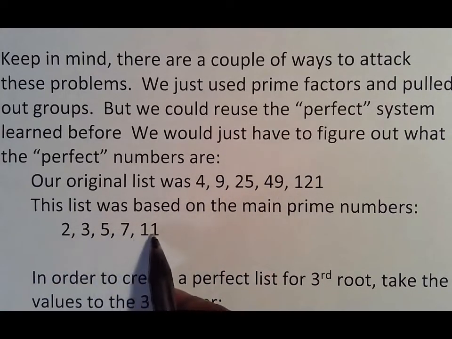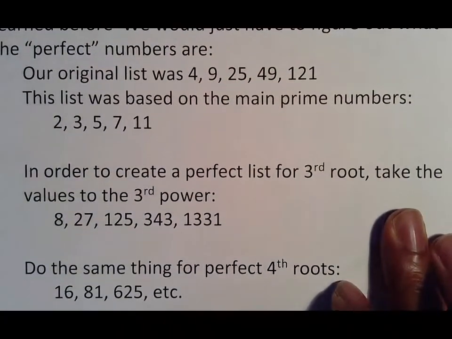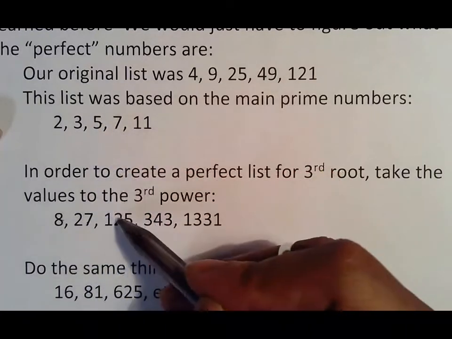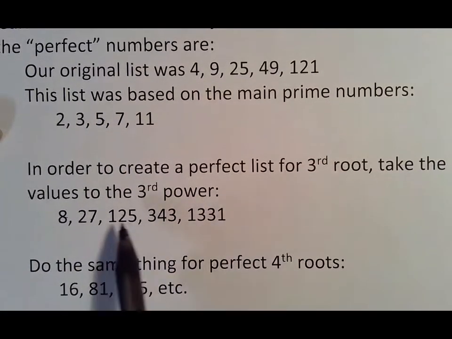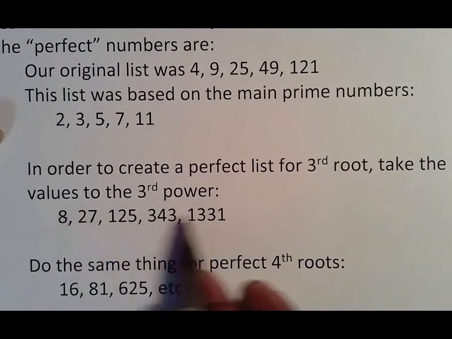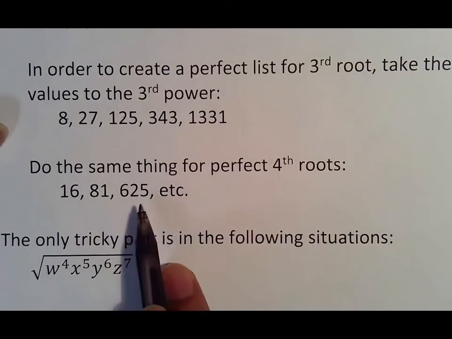But these are the first 5 prime numbers, and so if you wanted to create a perfect list for third roots, you do 2 to the third, which is 8, 3 to the third, which is 27, 5 to the third, which is 125, and so on. It does help to memorize those numbers if you work with them a little bit, but again, those are your perfect third powers. You could do the same thing if you wanted to make a list of perfect fourth powers that you could divide out.